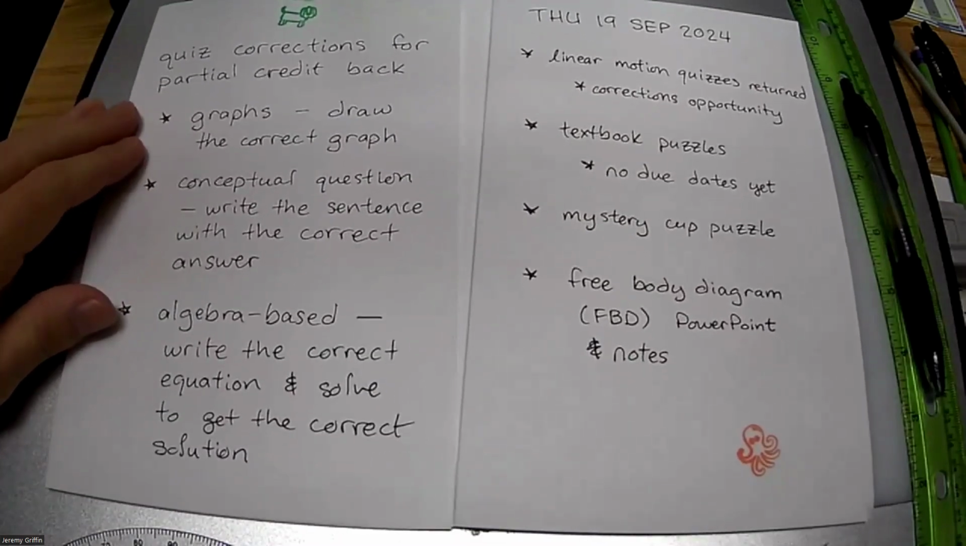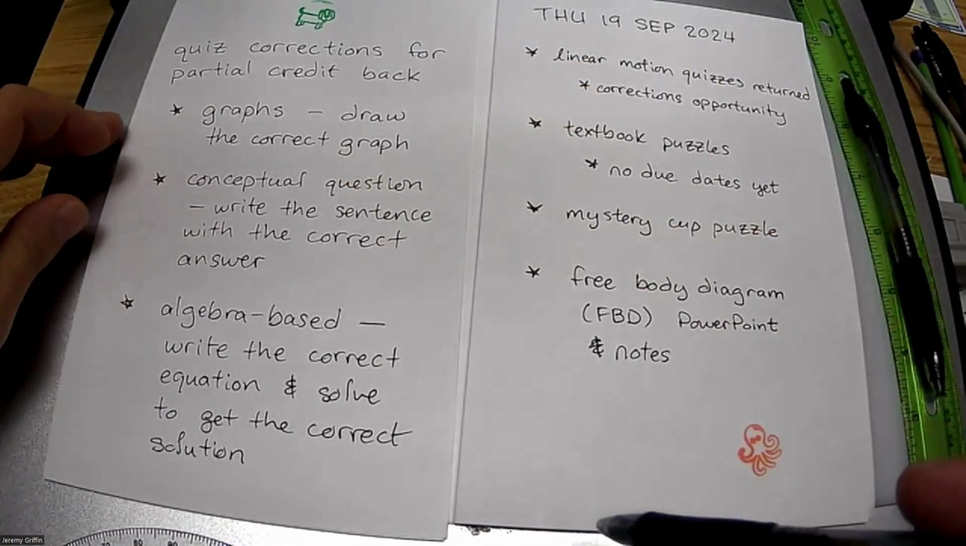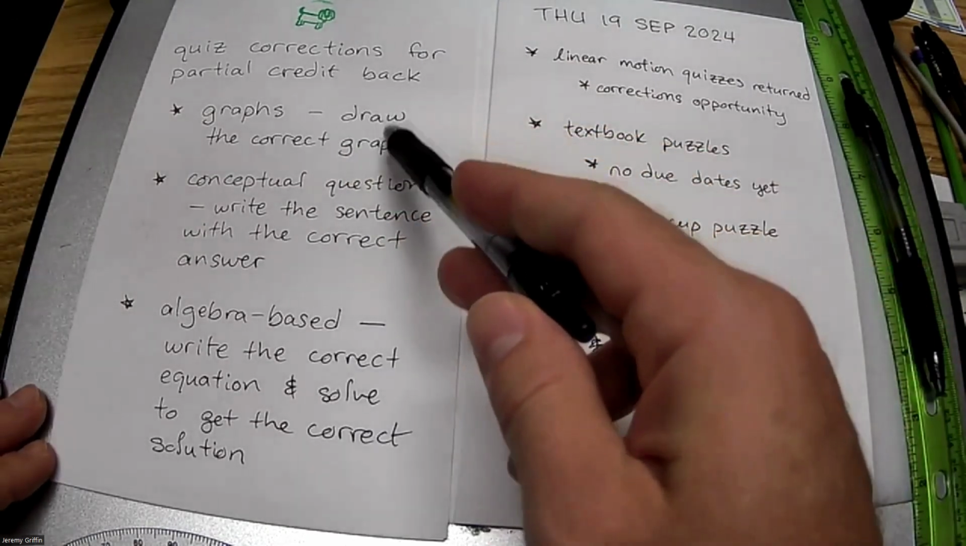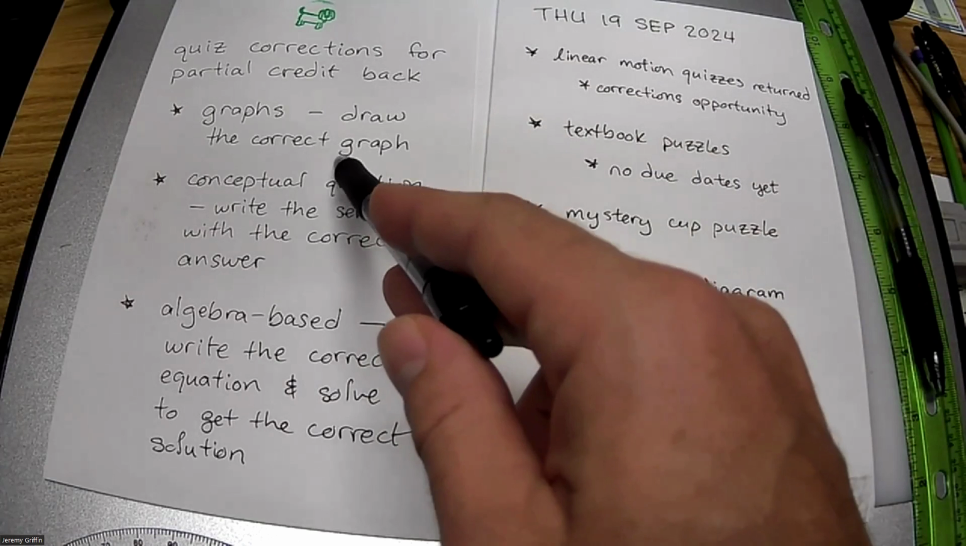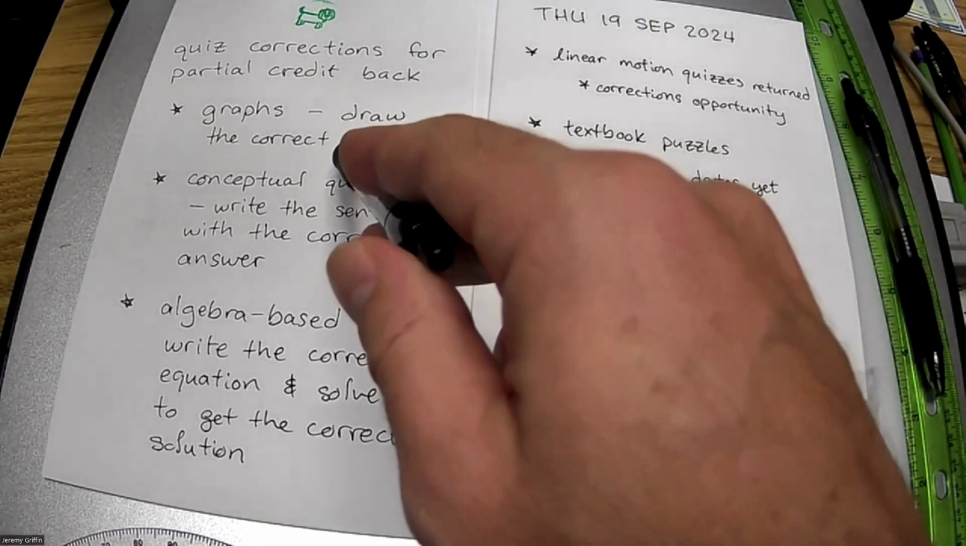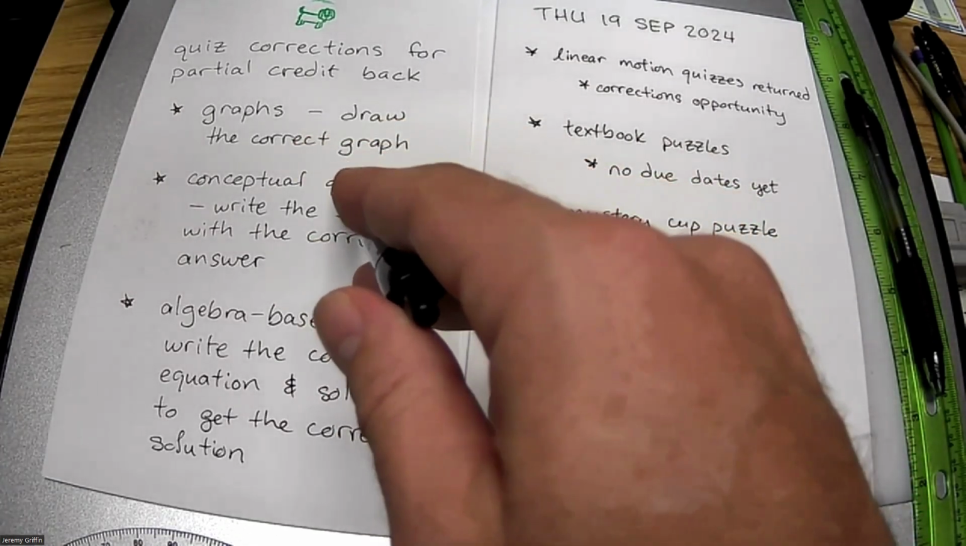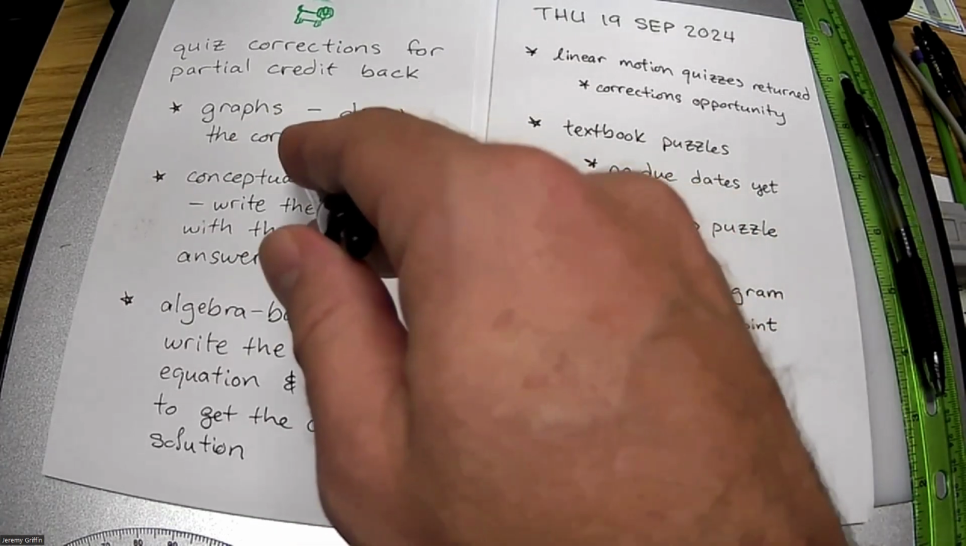I threw this up on the board the other day. So this again, there are three main types of questions you might see. I like to ask graph questions. If you miss a graph question, this is if you want partial credit back. Just take out a spare piece of paper, draw the correct graph, label variables, units on the axes, the correct shape for whatever story happens.